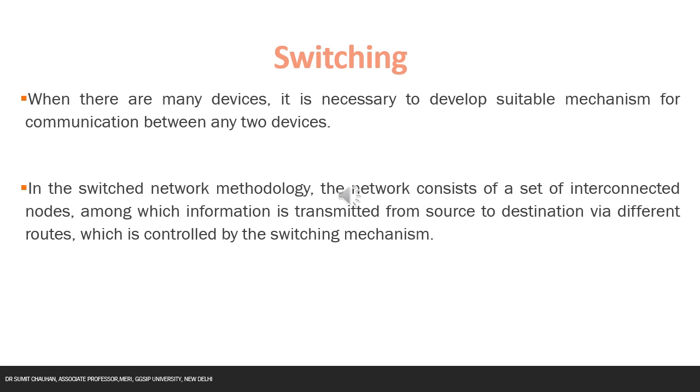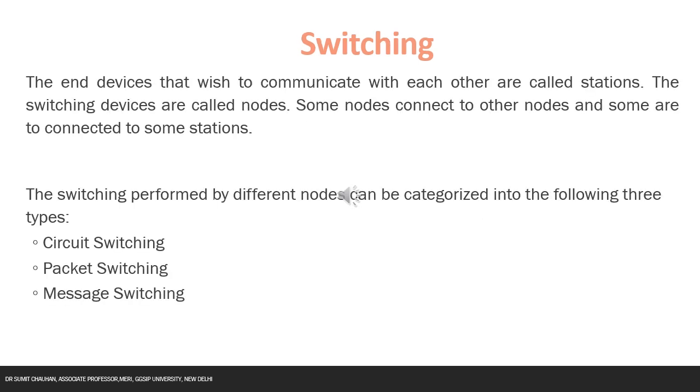In the switched network methodology, the network consists of a set of interconnected nodes among which information is transmitted from source to destination via different routes, which is controlled by the switching mechanism. The end devices that wish to communicate with each other are called stations. The switching devices are called nodes. Some nodes connect to other nodes and some are connected to some stations.